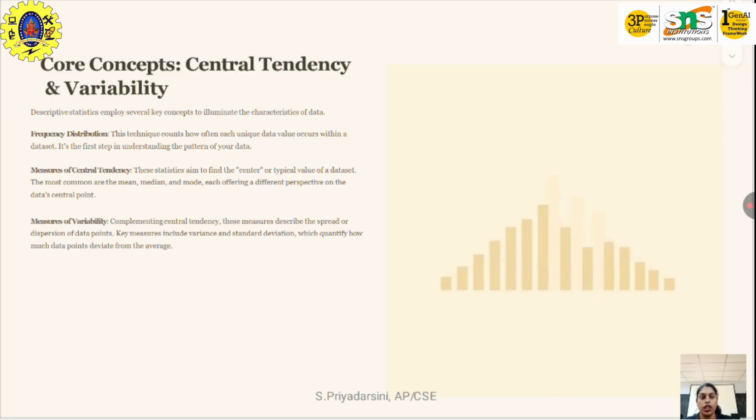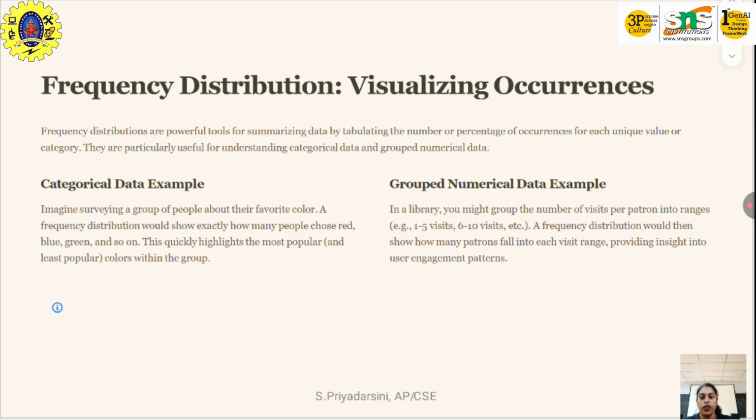Next, we will see about the frequency distribution. Frequency distribution helps us understand how often a value occurs. For example, if we survey people about their favorite color, a frequency table will tell us how many chose red, blue, or green. Similarly, in a library, visits per person can be grouped into ranges like 1 to 5 or 6 to 10 visits. This makes it easy to see patterns and quickly interpret large amounts of data.